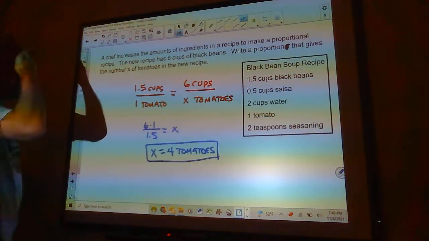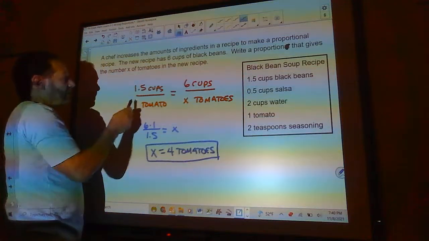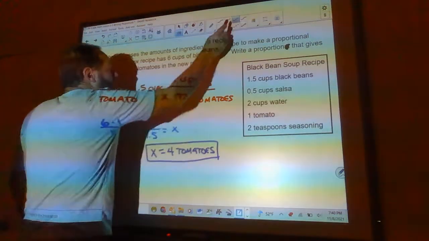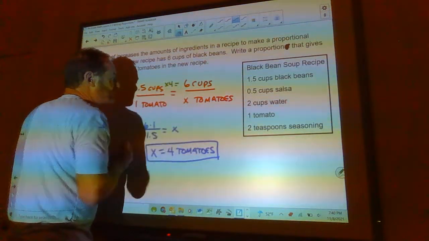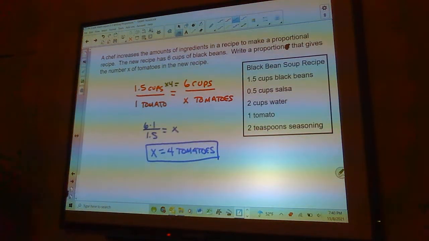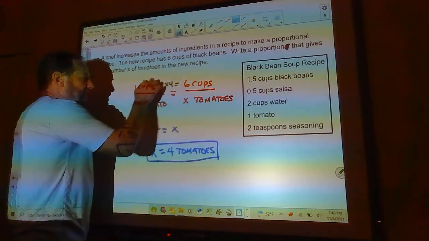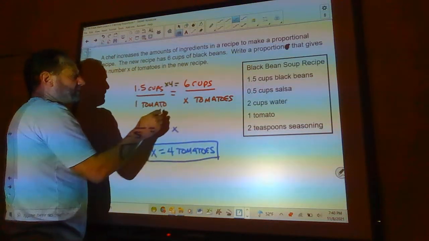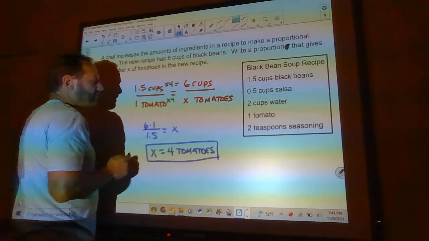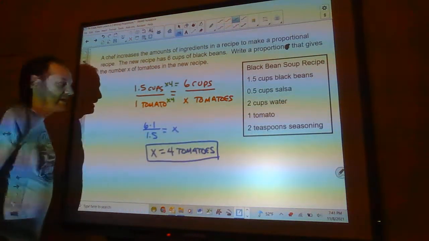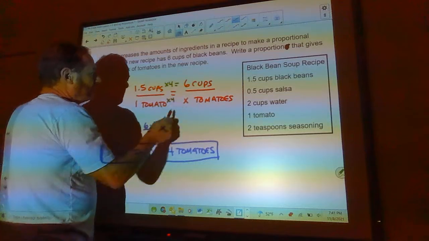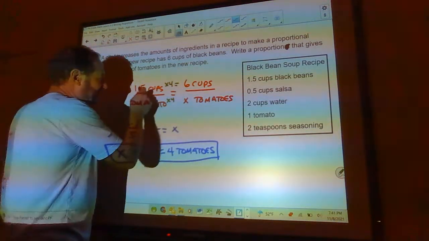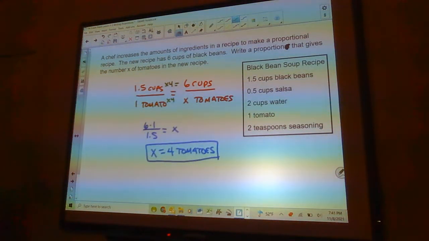Now you can look at this a different way too. You can say, what number do I have to multiply 1.5 by to get 6? Well, 1.5 times 4 is 6. Because I want these to be the same, the only way you can keep it the same is to multiply the top and bottom by the same number. So I multiply this by 4. 1 times 4 is 4, and I get the answer that way. Sometimes that's the easier way to do it, sometimes it isn't. This will always work: take the 2 diagonal numbers, multiply them together, divide by the other one. You're always going to get the answer.